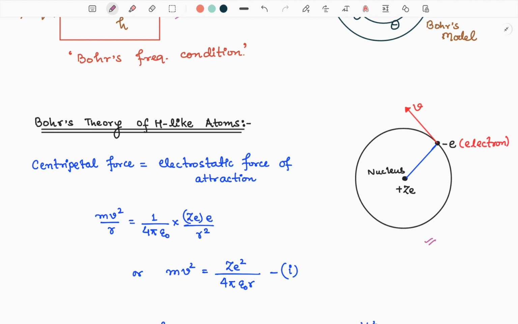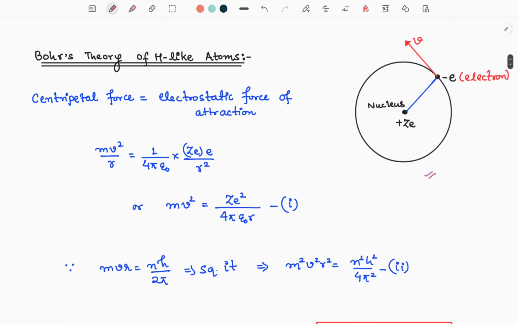For this motion to occur, we have to equate the centripetal force acting on the electron to its electrostatic force of attraction with the nucleus. Centripetal force is mv square by r, and electrostatic force of attraction, as I've told you earlier in the electrostatics video, is 1 by 4 pi epsilon naught multiplied by Ze into e upon r square. If you simplify this, we will get mv square is equal to Z e square upon 4 pi epsilon naught r.